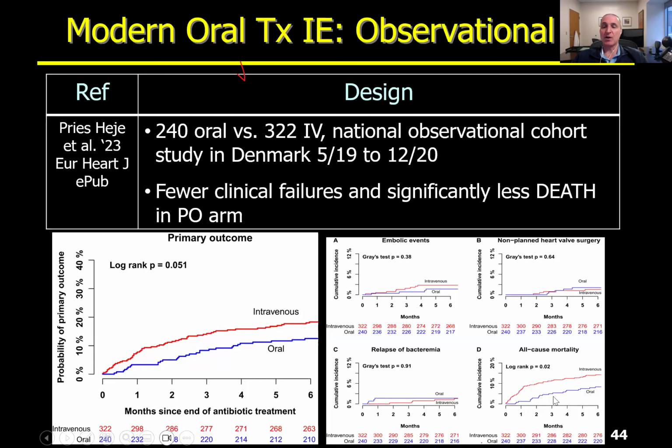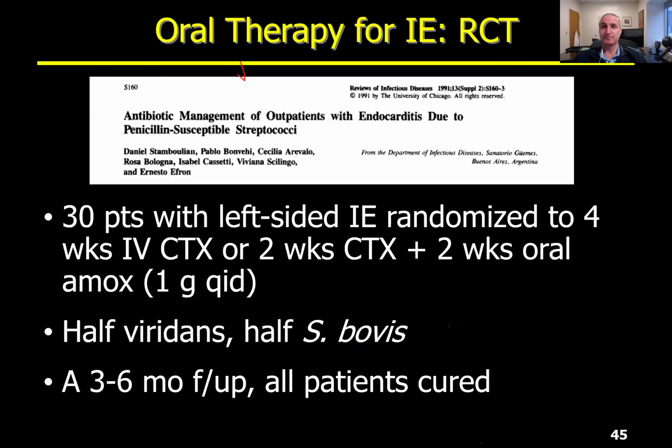But if you just look at all-cause mortality, if you take out the other components and just look at all-cause mortality, oral therapy was statistically superior to IV therapy for endocarditis, the opposite of what you would have thought. So lots of observational data showing that oral therapy works and suggesting that it might actually be better than IV for endocarditis. What do the randomized control trials say? There are 3 randomized control trials and a quasi-experimental study.